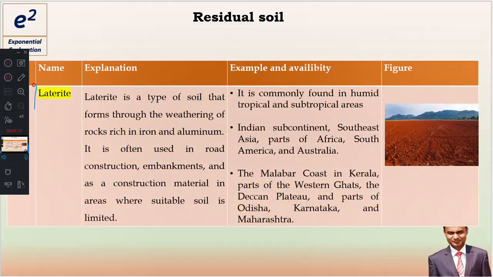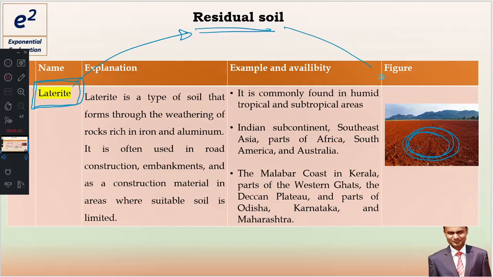Next, laterite. This is a very common name. I think you have heard it. Usually the red soil is called laterite, and this laterite is a residual soil. Very important: laterite is a residual soil, and red soil is your laterite soil. This is formed through the weathering of rock rich in iron and aluminium. Very important. It is used in construction of embankments or as construction material in areas where suitable soil is limited. You bring it from somewhere and use it there. The explanation and availability you can read later.